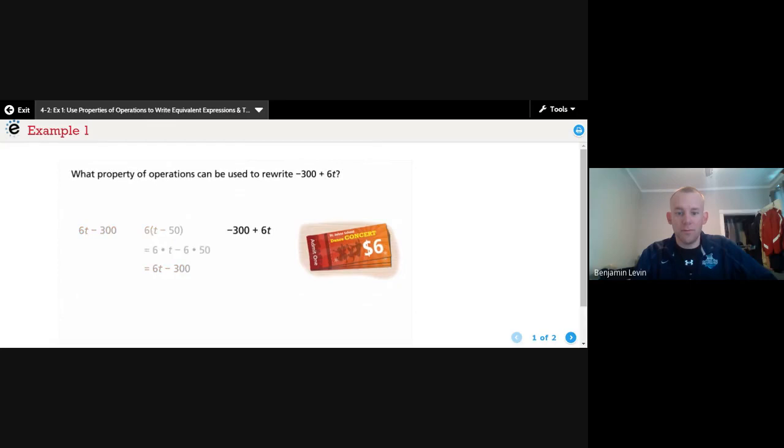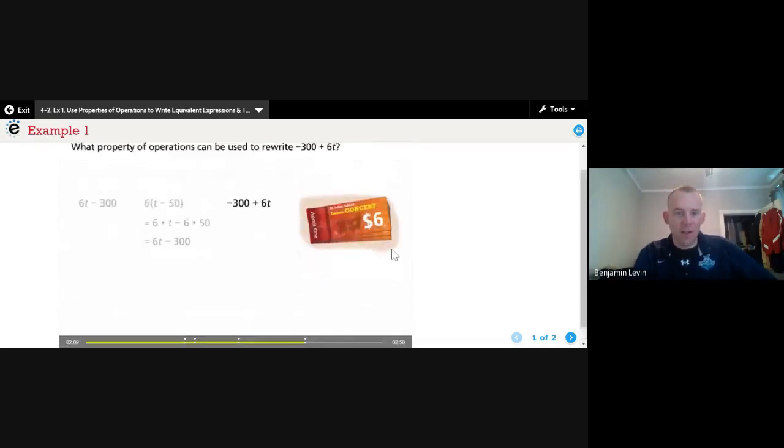What property of operations can you use to rewrite negative 300 plus 6 times t so that you can compare it to the other two expressions? What property of operations can be used to rewrite negative 300 plus 6t?